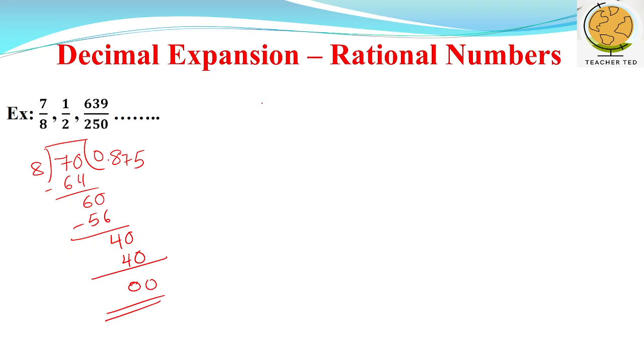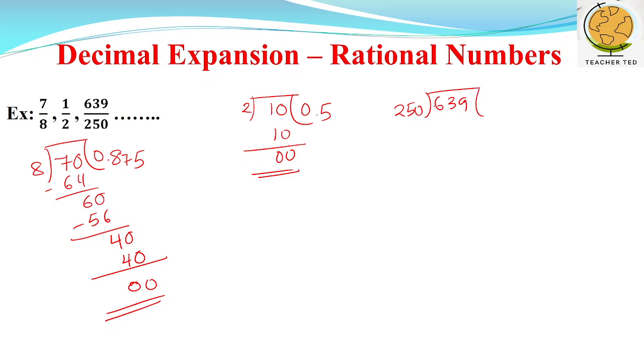Let us take another one, that is 1 by 2. Again 1 is less than 2, put 0 here, point here and put 0 here. 2 fives are 10 and in the first step itself the remainder becomes 0. So 1 by 2 is also a terminating expansion. Let us take a bigger number, that is 639 divided by 250.